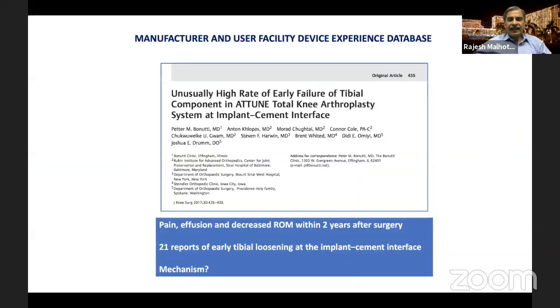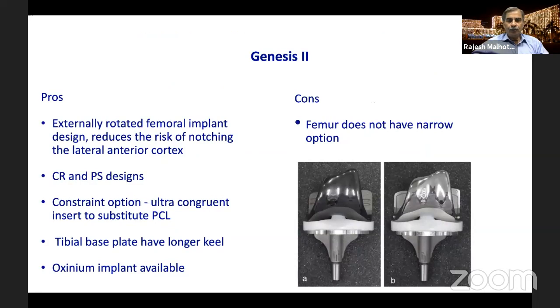Now, there is a manufacturer and user facility device experience database, and there are reports where pain, effusion, and decreased range of motion were reported within 2 years after surgery, and there were 21 reports of early tibial loosening. So since then, it has been said that you can actually improve your tibial cementing technique. This is up for you to decide how much improvement it needs.